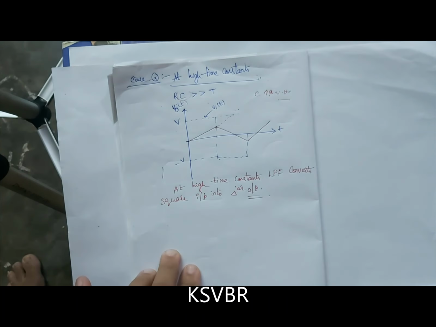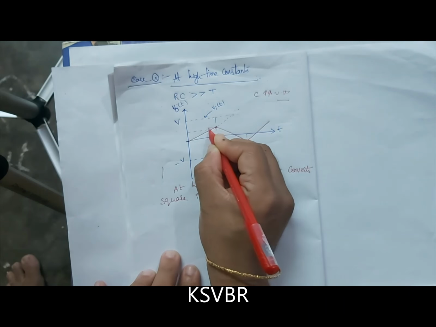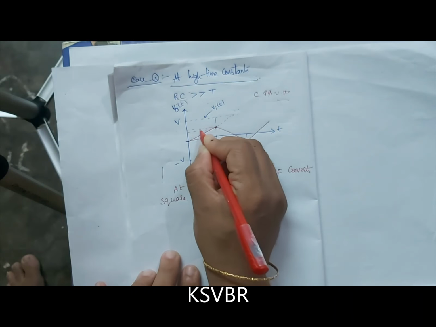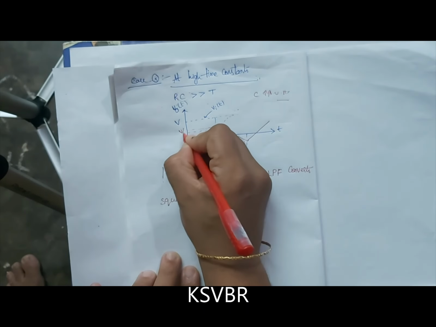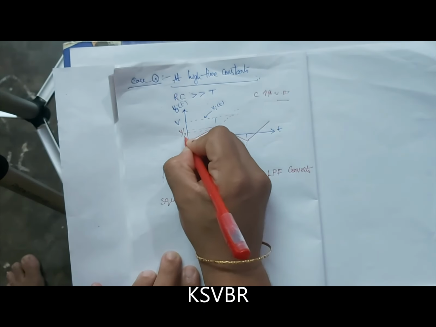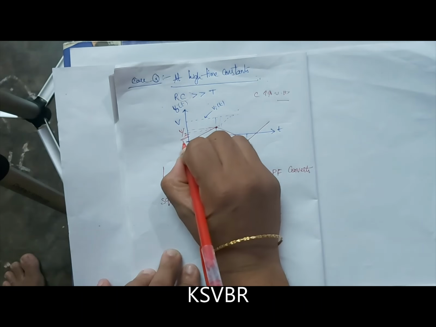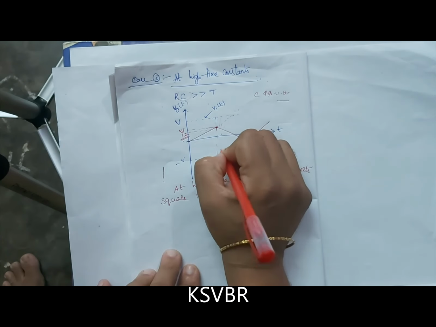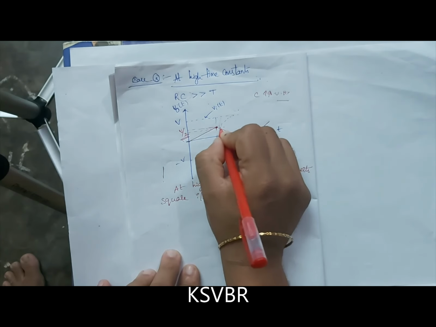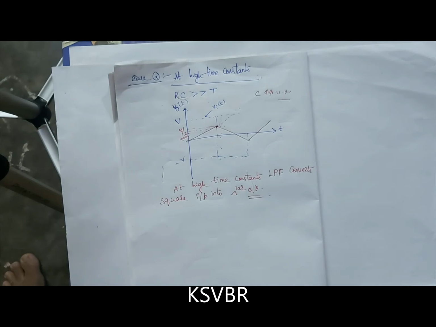And also one more point we have to mention here. The maximum amplitude of the triangular wave obtained is exactly half of our peak value. Okay, this is V by 2. If this whole peak is V and the value is half, the amplitude here is reduced to half. Okay, this is the response of RC low pass filter to square wave input.